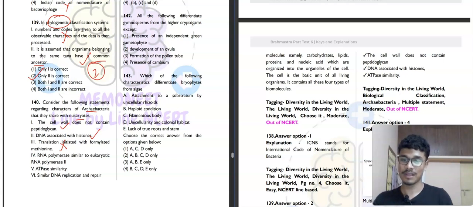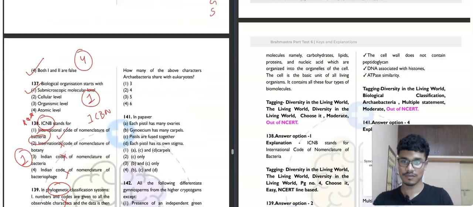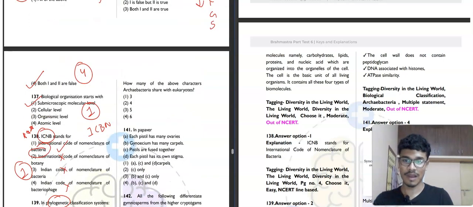Then RNA polymerase similar to eukaryotic RNA polymerase II. It is also not correct, because these are not similar in eukaryotes and archaebacteria, but they have the similarity in ATPase. And similar DNA replication and repair is also not correct. So how many of the above characters do archaebacteria share with eukaryotes? Two. First option will be our correct answer for this question.